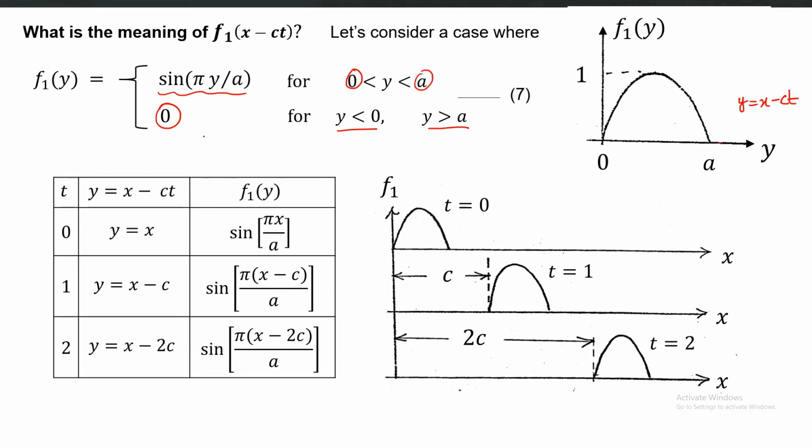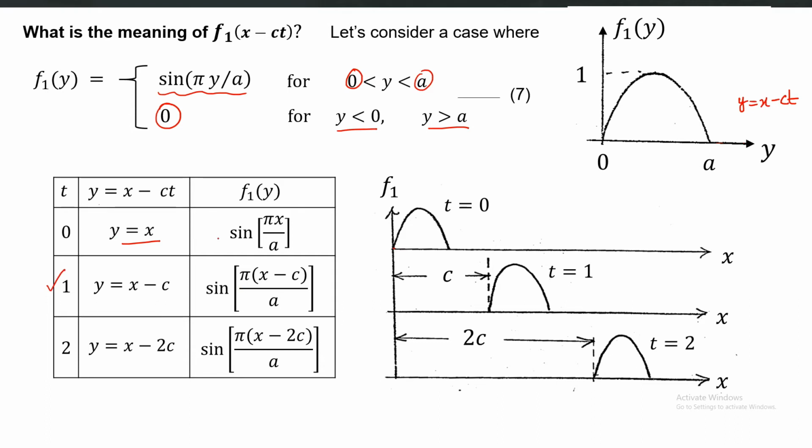So let's plot that function now for different values of t. This is for t equal to 0. If you put t equal to 0, y will become simply equal to x, and then sine pi x over a will be your function. So for t equal to 0, the function is sine pi x over a. You can simply plot it like that. It will start from 0, follow that half sine pulse, and then again become 0. Let's now put t equal to 1 second, and again plot that same function.